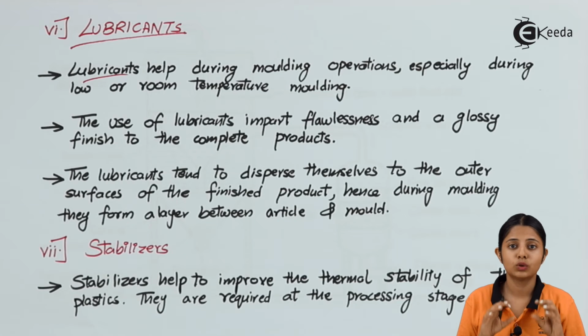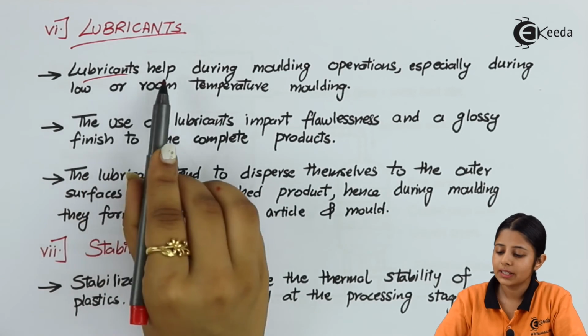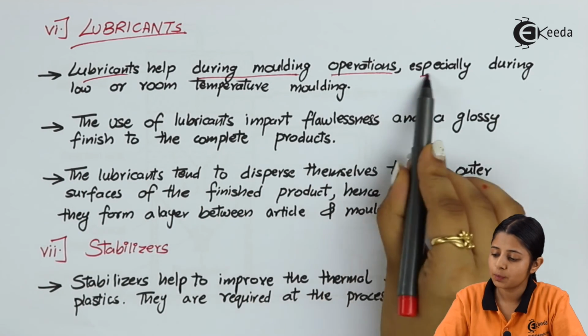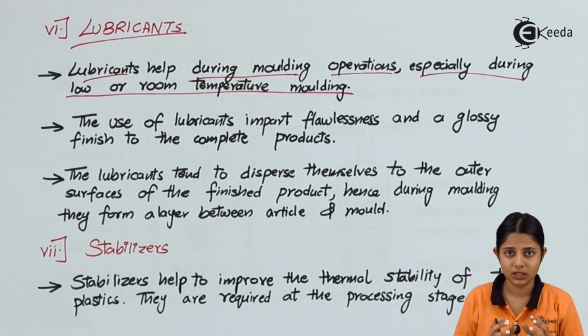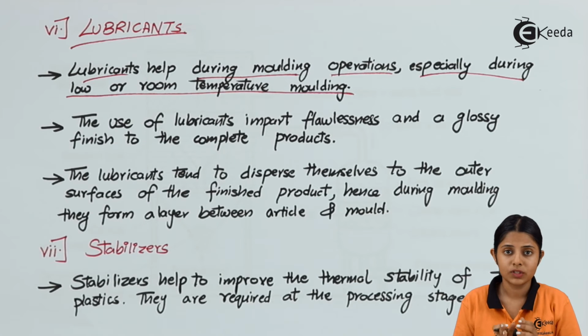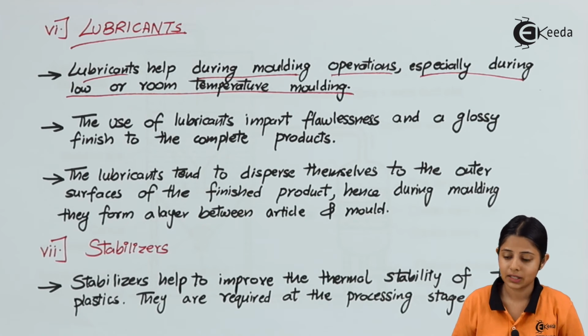The sixth thing we add into the plastics or compound into the plastics are lubricants. Now, lubricants help during molding operations, especially during low or room temperature molding. Now, what exactly are lubricants? Lubricants are certain substances which will help to decrease friction between the two sharp objects. Apart from that, it will also help in not sticking of substances. That means if I am putting my plastic into a mold, that plastic should not stick inside the mold. It should easily get demolded out. For that property, lubricants are being added to the plastics.